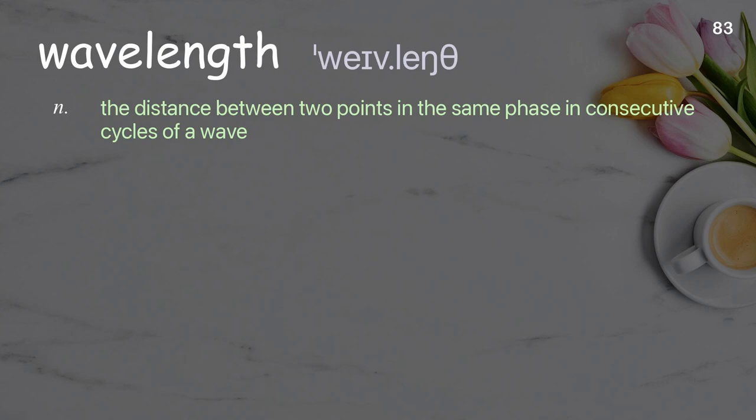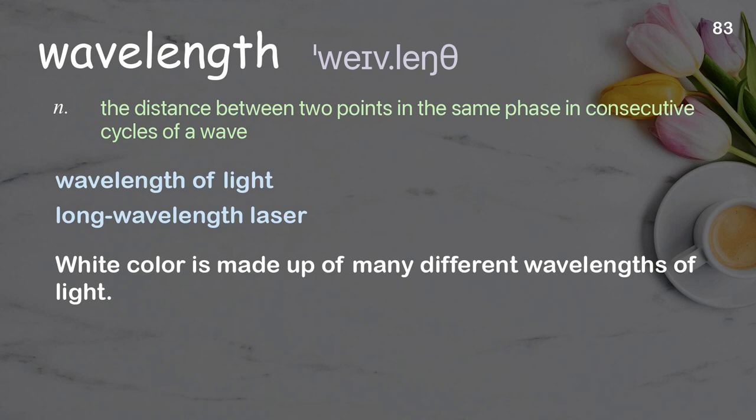Wavelength. The distance between two points in the same phase in consecutive cycles of a wave. Examples: wavelength of light, long wavelength laser. White color is made up of many different wavelengths of light.